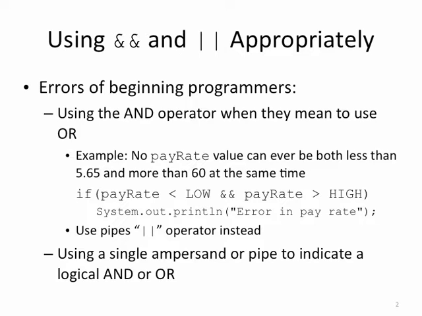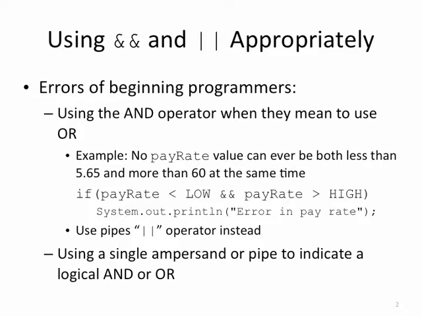And there are a few common mistakes. One of the most common is to use the and where you mean to use or. This is probably caused by the way we speak in English, not exactly matching the logic. If we say that someone's going to have an error in pay rate if their pay rate is less than the low limit or greater than the high limit, there's no way that somebody's pay rate can be less than the low limit and greater than the high limit at the same time. So instead of saying pay rate less than low and pay rate greater than high, we have to say or. So we'd use pipes, the or operator, instead of the and operator.